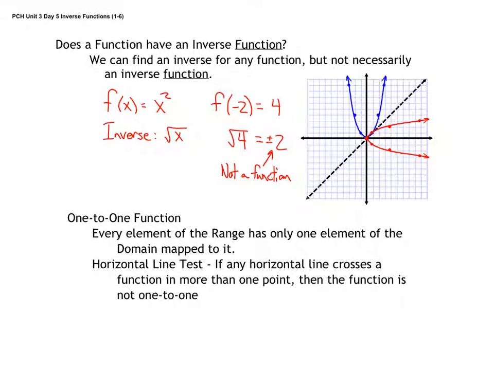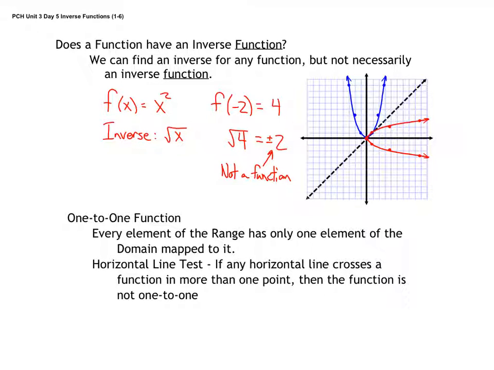So I start with the point negative 2, 4, but when I try to go backwards and I take the square root of 4, I could end up at positive 2 or I could end up back at negative 2. So in this case, these would not be inverse functions. I actually have to do something else first in order to make it an inverse function. I have to force it to be 1 to 1.